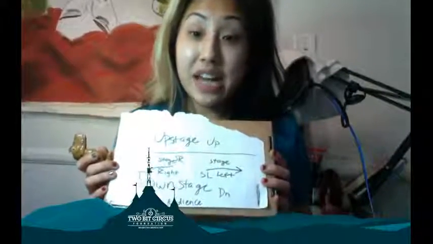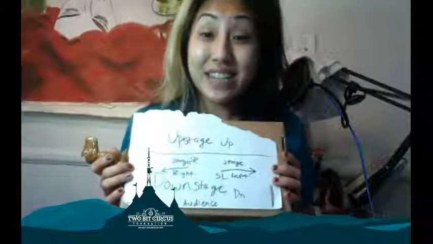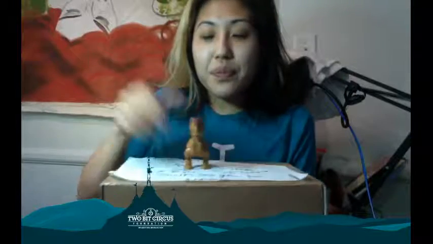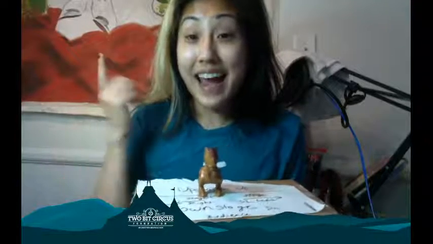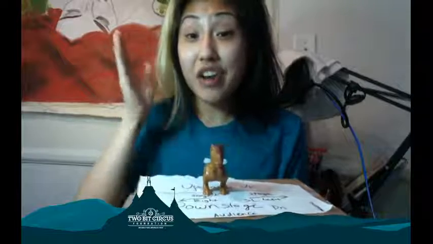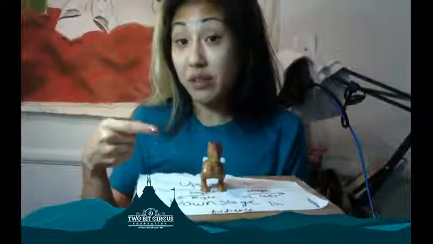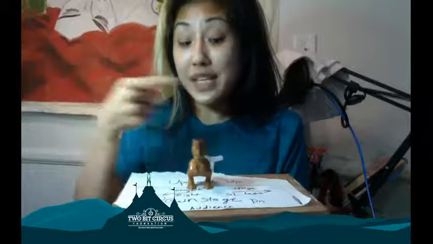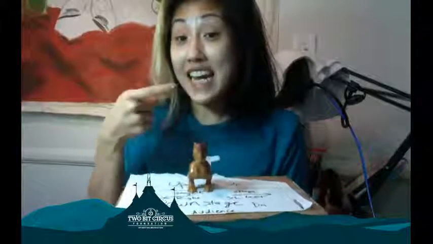Alrighty. Hopefully I have not lost any of you at this point. Now, we're going to be talking about stage left and stage right. So, stage left and stage right is based off of where the actor is facing. So, since the actor is facing the audience, like T-Rex is doing right now, going this direction would be his stage left.